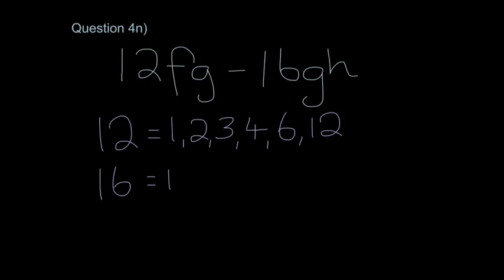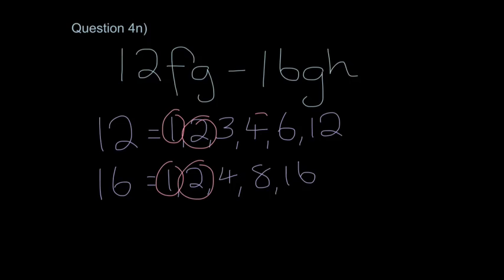Factors of 16 are 1, 2, 4 times 4, 2 times 8, and of course you've got the 16 itself. So I've written those in order so I can easily find the highest common factor. Common factors are 1, 2 and 4. So the highest common factor for the numbers is 4.